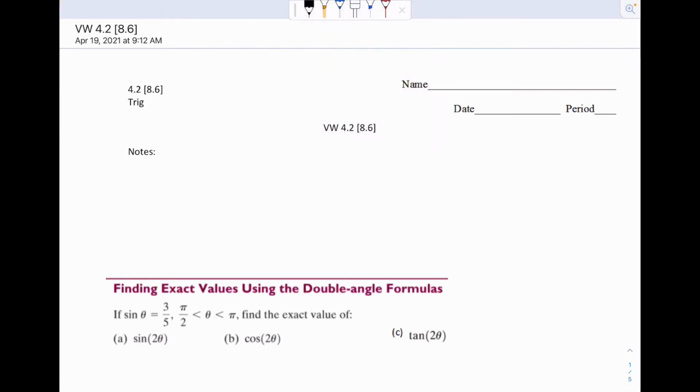Welcome to VW 4.2. Today we will be discussing double angle formulas. So in short, we're going to discuss what is sine of 2 theta, what is cosine of 2 theta, and finally, what is tan of 2 theta.